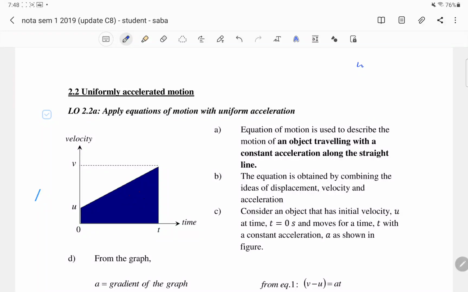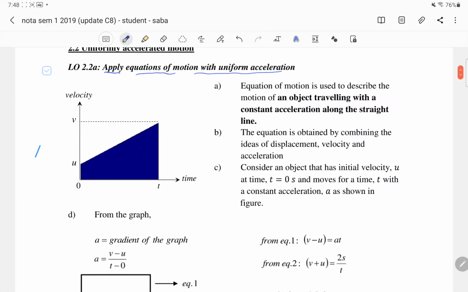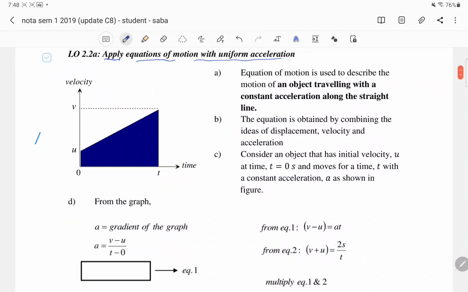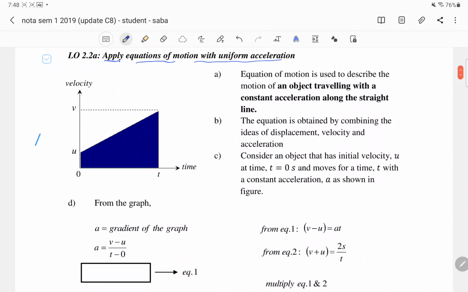So today we go to lesson 2.2, uniformly accelerated motion. Our learning outcome is to apply the equations of motion with uniform acceleration. Okay, so here you have the graph of v versus t. We have the trapezium graph. So today we have to create the equation for each of the linear motion equations.